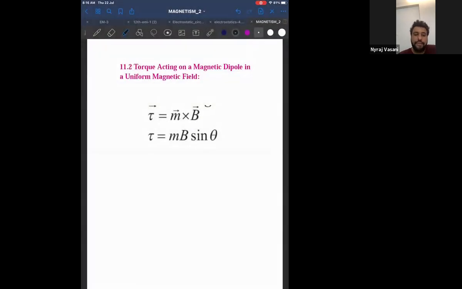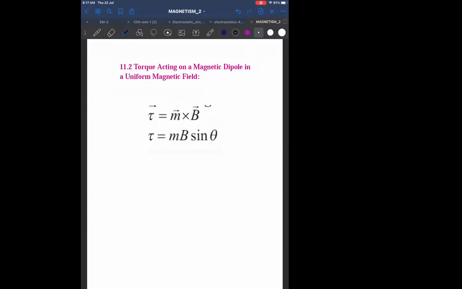Now, next topic is, what is the torque acting in a magnetic field? And this was there in your 11th standard also. Now comes all the easy topics, okay? What is the torque acting in a magnetic field? Tell me, have you seen this formula before? Torque is equal to M cross B, or torque is equal to MB sin theta. Tell me, have you seen this formula or not? If you have not seen this, listen to me.